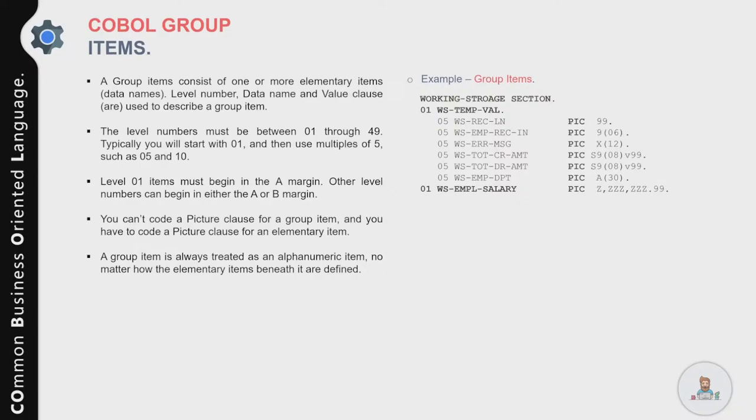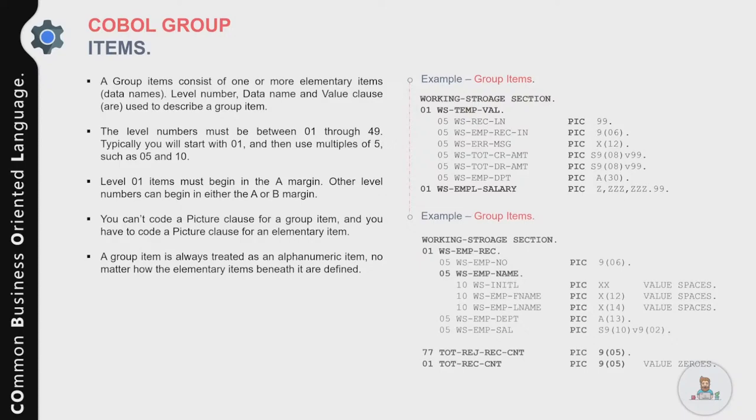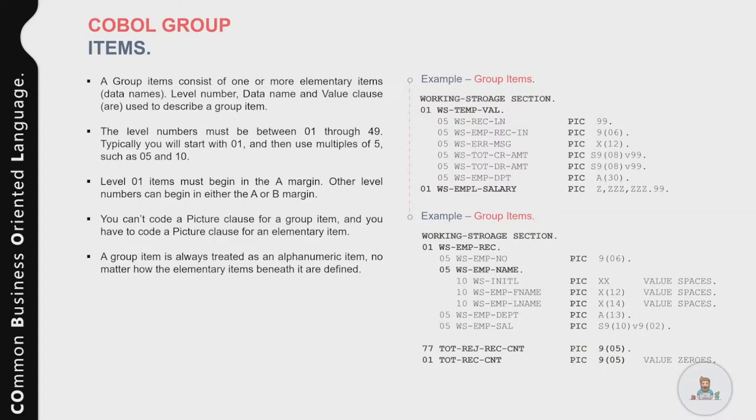So here's an example, and we have a working storage section where we have defined two variables, and the first variable is the only group variable. The second variable that we have defined, that is employee salary, is an elementary item. If you notice, the first variable, WS-TEMPORARY variable, is actually a group variable where we have defined approximately 4 to 5 elementary items. In the second example, we have a working storage section, and again we have defined 3 variables. The first variable that we have defined, WS-EMP-REC, is a group variable or a group item. In this group variable, we have again defined another group variable, WS-EMP-NAME, which is actually a combination of initial, employee first name, and last name.